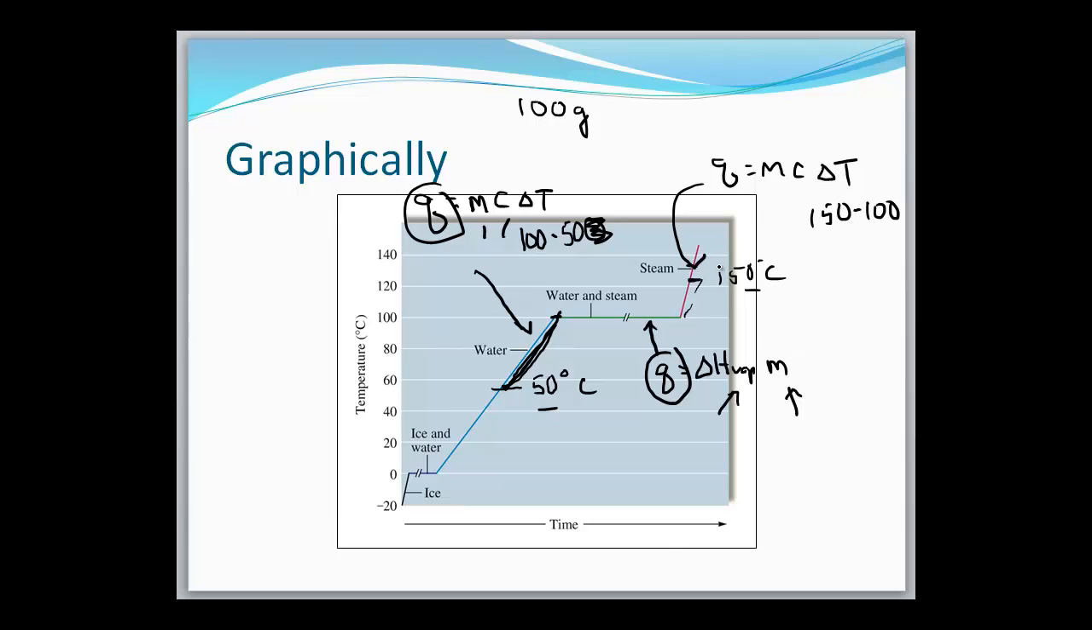Now there are two things we're going to point out. Once you have your values for Q for the three sections, you would simply add the three Q's together. The other thing that we're going to talk about when we actually do some of these calculations is that your specific heat value is going to be different for steam than it would be for water. And it's also different than for ice.